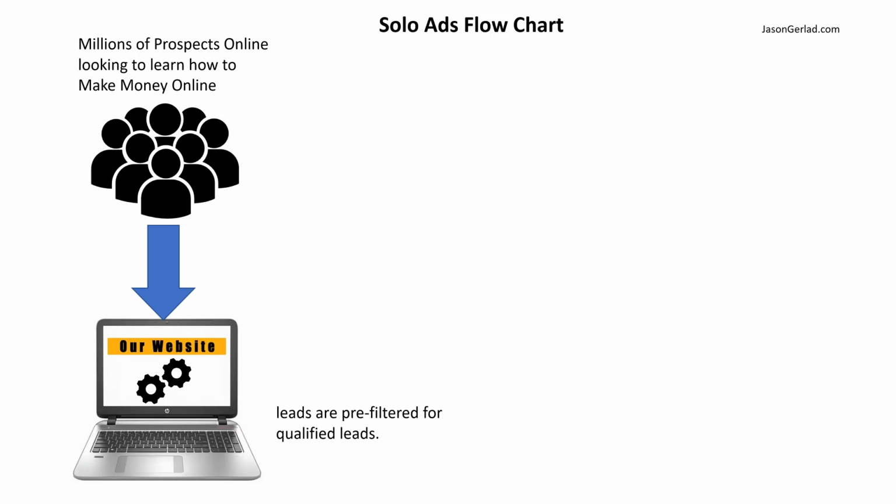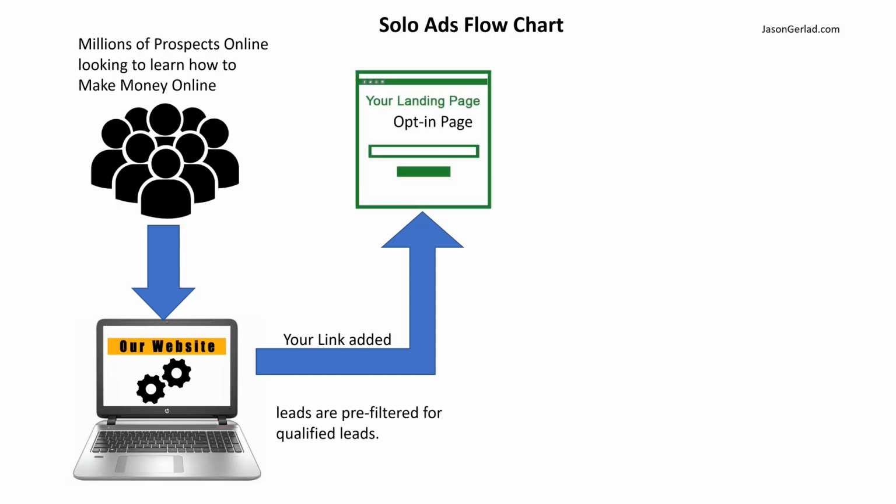They make sure they have good lists that are pre-qualified, and then they determine if it's for a niche like dogs or if it's how to make money online. They make sure they segment that list out. And so what they do is they have a way to put their link in their email or their website system, and then they'll send leads directly to your opt-in page.